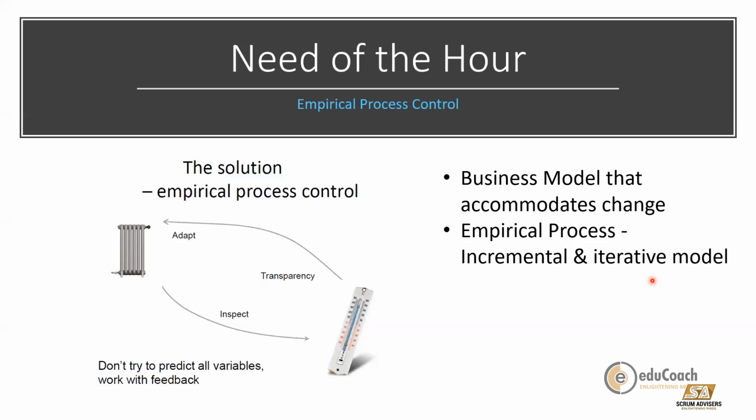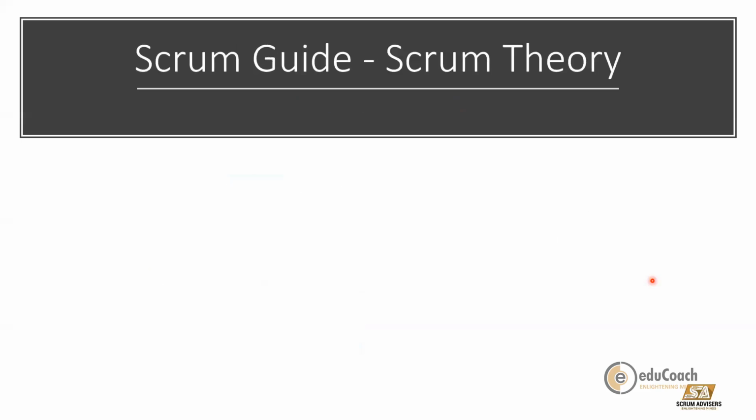So this is what Scrum and Agile is all about. So let's look at what the Scrum Guide has to say about Scrum. The Scrum Guide was written by two Scrum co-creators, Jeff Sutherland and Ken Schwaber, and it is again available on scrumguides.com. You can download it.